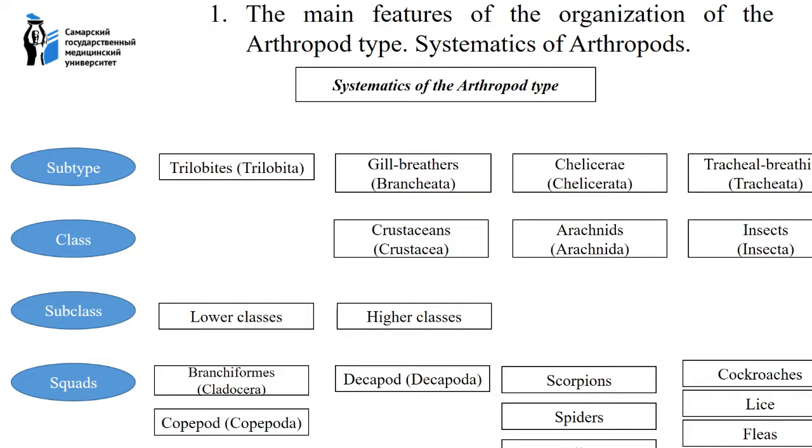This slide shows the systematics of the arthropod type, which consists of subtypes: trilobites, or Trilobita in Latin, gill-breathing, Branchiata, Helicerata, and tracheal breathing, Tracheata.